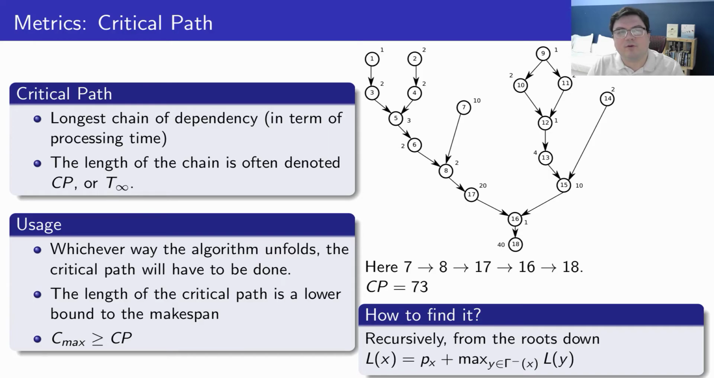Mathematically, the level of a node is the length of the longest path that ends at that node. The level is recursively defined. If a vertex is a root of the DAG, its level is simply its processing time. If a vertex has predecessors, its level is its processing time plus the maximum level of its predecessors.